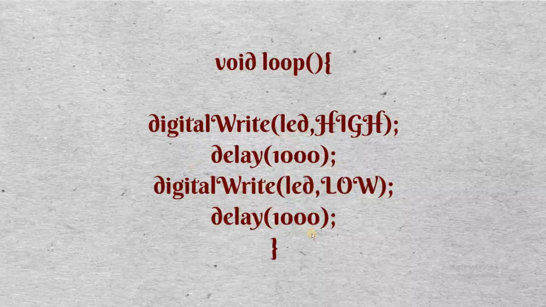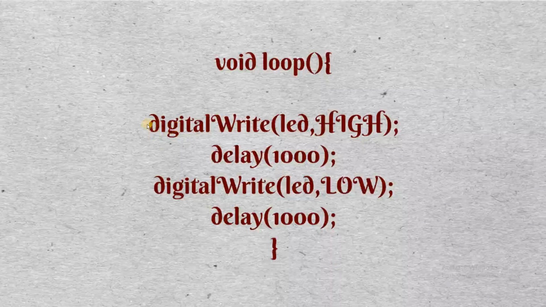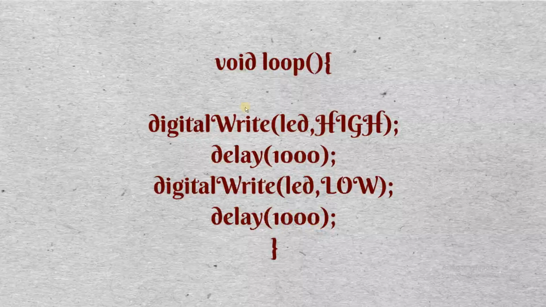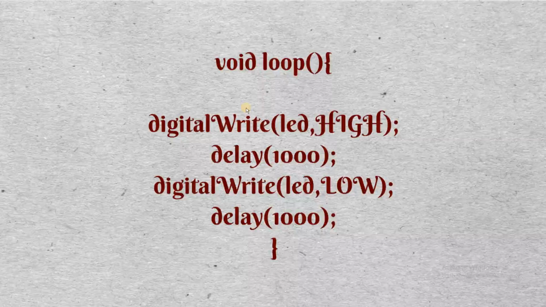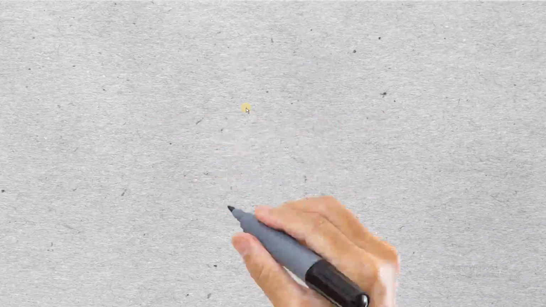Digital write LED low, delay 1,000. After this, the command will move back to this first line of code, meaning that it will glow back, stay for 1 second, turn off, glow back, turn off, stay for 1 second, and glow back. So that's all for void setup and void loop. That means anything you want to be running once, you need to type it under void setup, and anything you want to be running repeatedly will need to be typed under void loop.